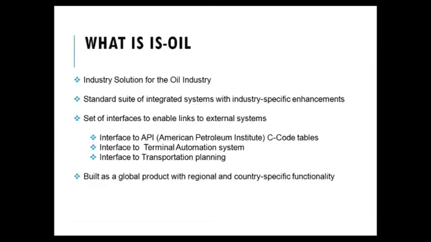Then there is a terminal automation system. Consider the terminal, towards the end, where products are supplied. You have to properly plan which truck is coming, which truck is going, which is getting filled. These are called bills of lading. You have to consider all those bills of lading and understand which truck has come. So you have to interface that terminal automation system to IS-Oil.